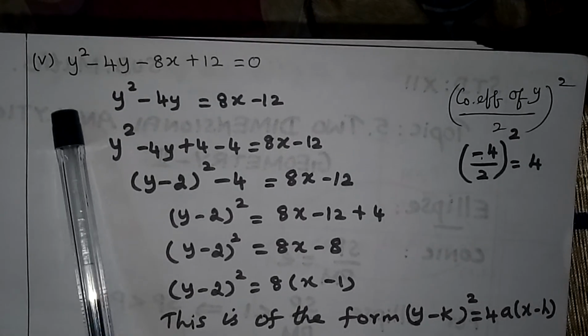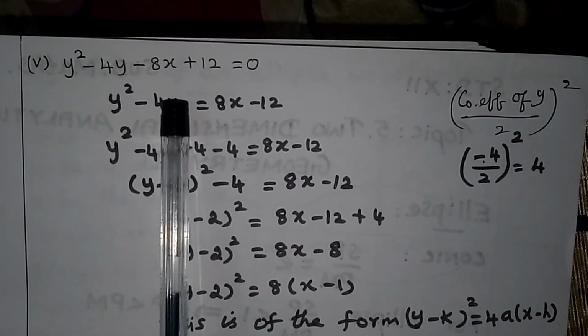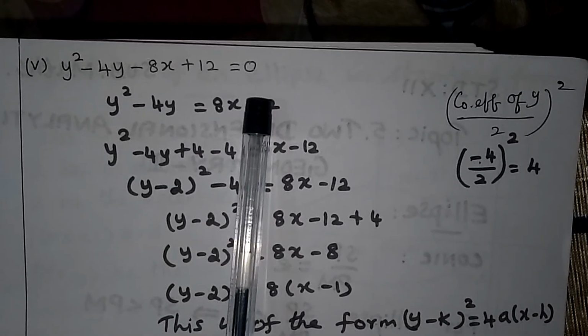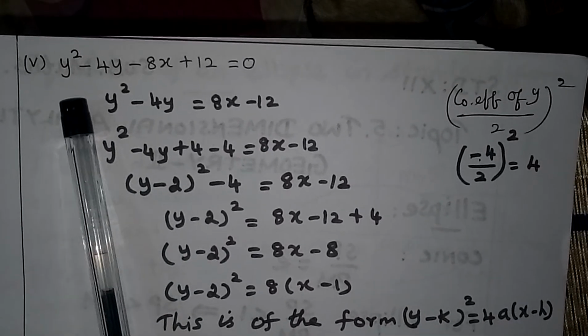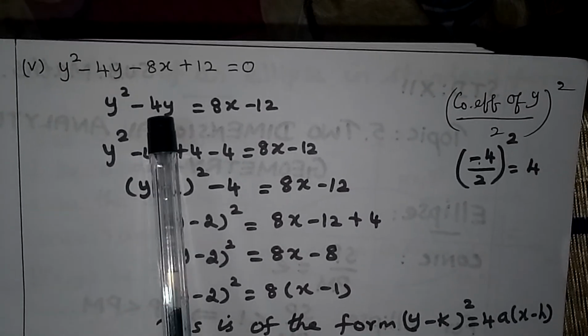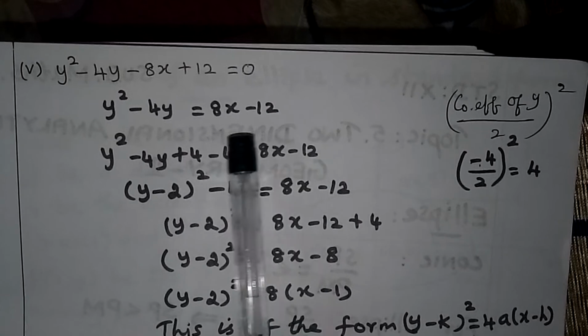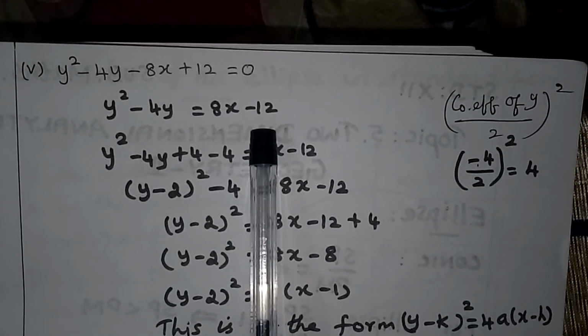Now the fifth subdivision, y square minus 4y minus 8x plus 12 equal to 0. So here we have y square. Keep y square and y term here. Take the other terms to the other side. It will become 8x minus 12.